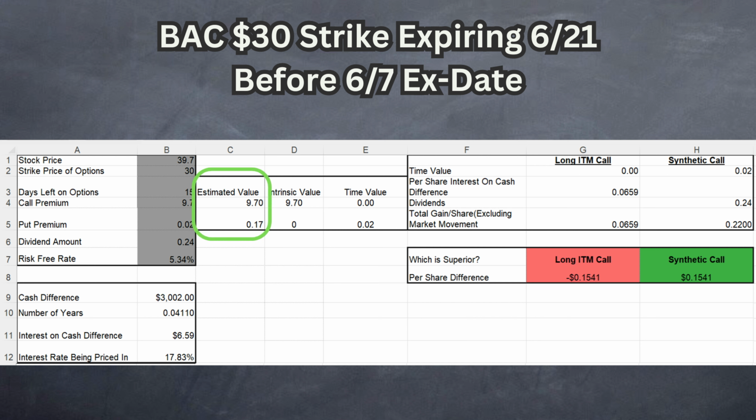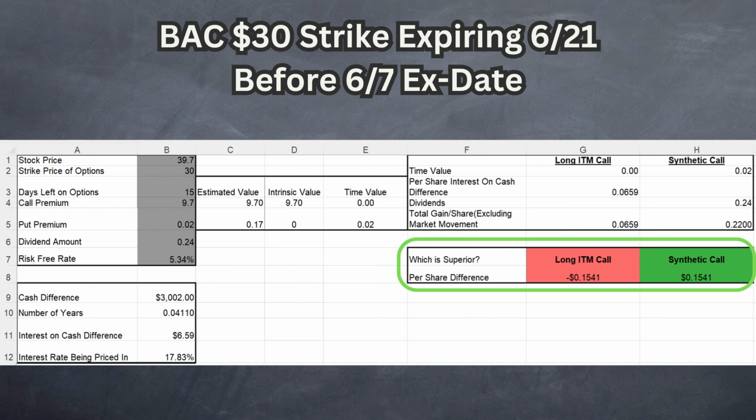And if you'll notice, the estimated value section on the put says 17 cents, which is clearly way too high. That's because early exercise is optimal and it's calculating that value based on an inflated call price. So for the put, it's best to get an estimated value using the other method where you look at nearby strikes, unless you really know what you're doing. So now that we have realistic prices entered into our spreadsheet, it says the long call will underperform the synthetic call by about 15.5 cents.